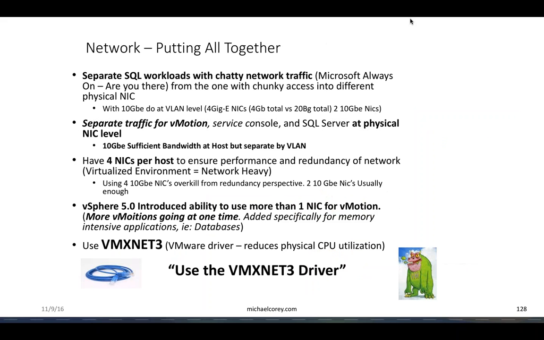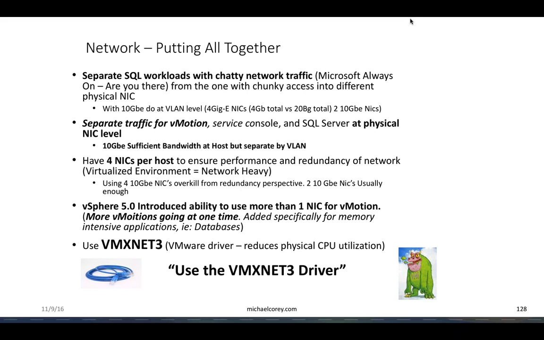So let's put it all together in terms of network. Very basics: if you can separate chatting network loads, then absolutely you should. So for example, having a separate network for vMotion is ideal. If you have faster network cards, some of the adjustments change, and you'll see how in a 10 gigabyte NIC overkill, you'll see a recommendation there.